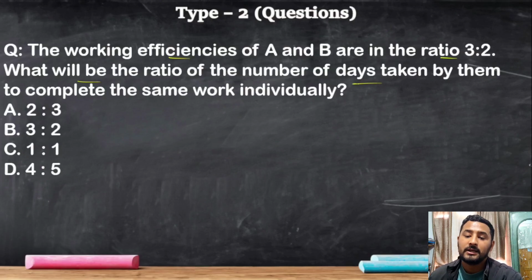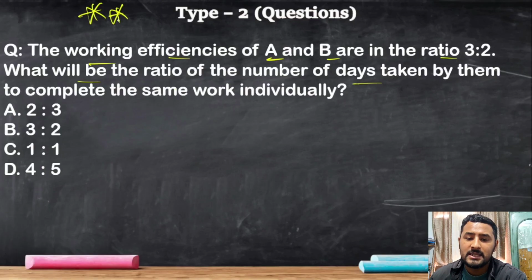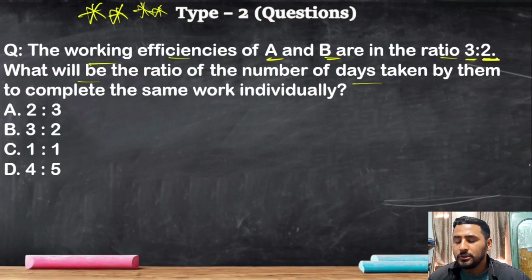So let us see type 2 questions. The working efficiency of A and B, you can expect this type of question. I have not seen it till now in any MPSC, DSC or Meghalaya police exams, but this time you might expect it. So we should learn. The working efficiency of A and B are in the ratio 3:2. What will be the ratio of the number of days taken by them to complete the same work individually?